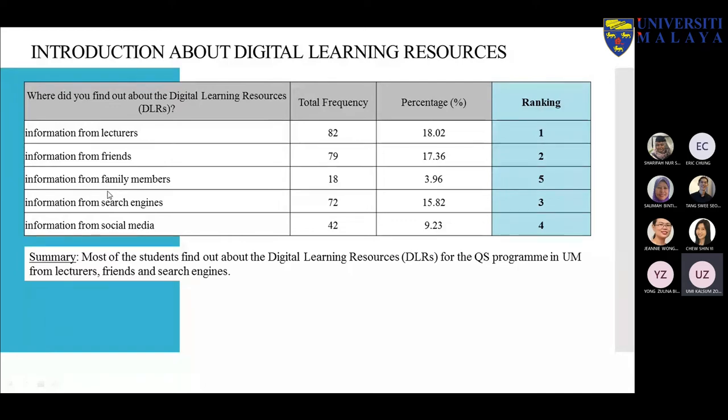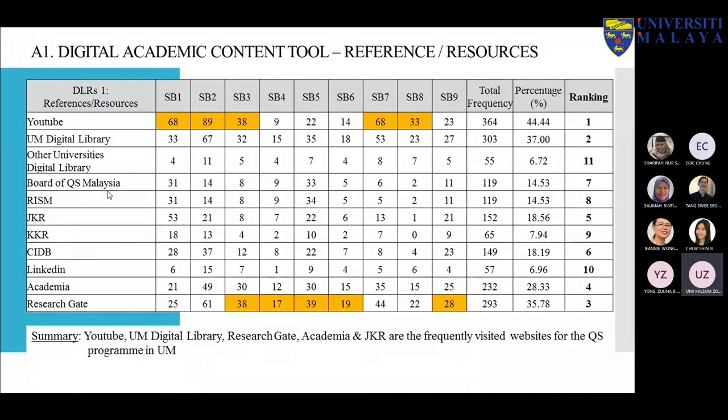And this is just involving the section 2 questions, whereby we ask about the digital academic content tools on the references and the resources. We found out that the most frequently visited website is YouTube, followed by the UM Digital Library, and then ResearchGate, Academia, and Jabatan Kerja Raya, which are the most frequently visited websites for the QS program in University of Malaya.